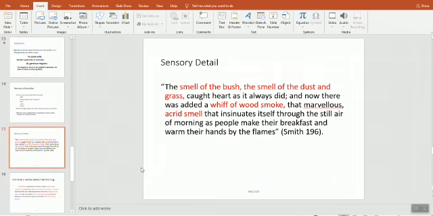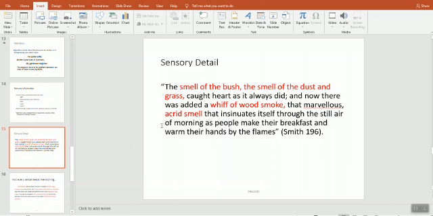Okay, now here is an example where sensory details have been given. "The smell of the bush, the smell of the dust and grass caught Heart as it always did." I have highlighted the words which are actually appealing to the senses. The smell of the bush and the smell of the dust and grass appeal to the reader's sense of smell. And now there was added a whiff of wood smoke, an essence of wood smoke as well. "That marvelous acrid smell that insinuates itself through the still air of morning as people make their breakfast and warm their hands by the flames."